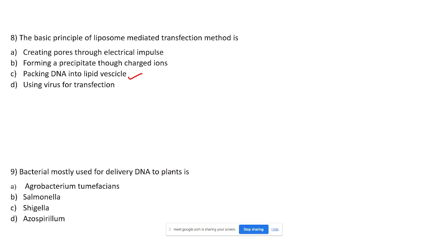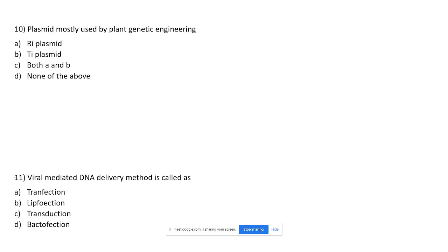Next question: the bacterium mostly used for DNA delivery in plants is Agrobacterium tumefaciens, Salmonella, Shigella, or Azospirillum. Option A. Yes, good. Option A is the correct answer, Agrobacterium tumefaciens. Now, the plasmid used mostly for plant genetic engineering is: RI plasmid, TI plasmid, both A and B, or none of the above.